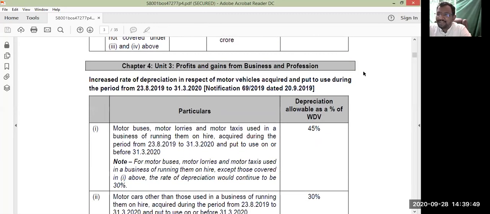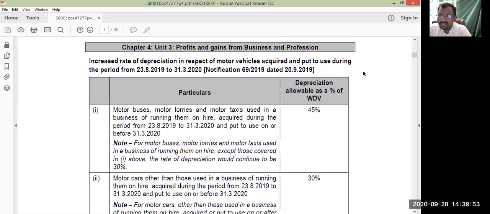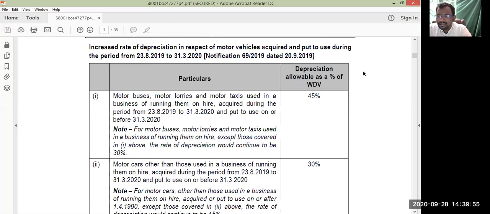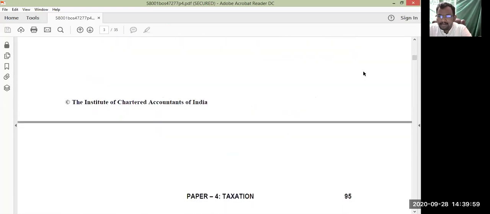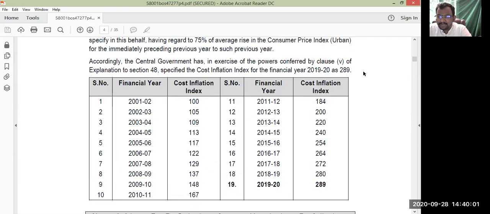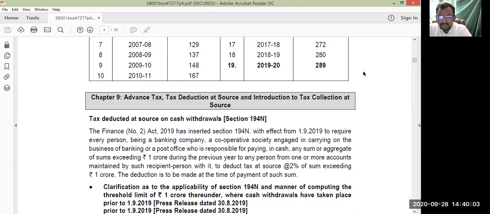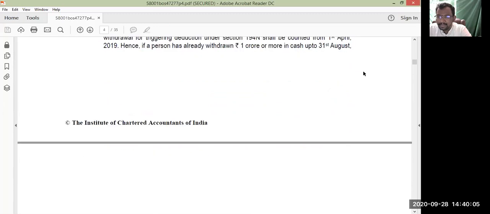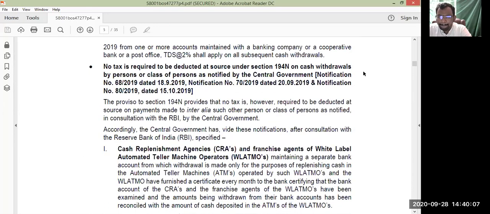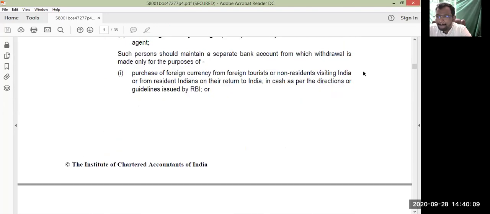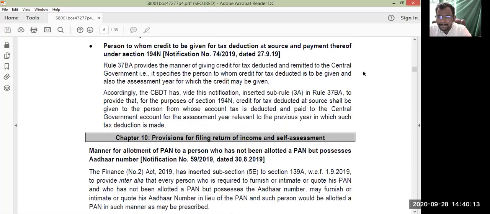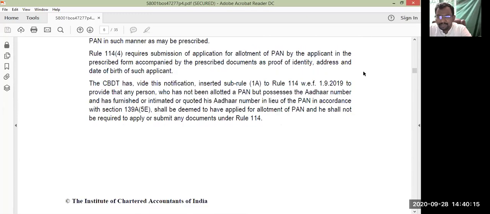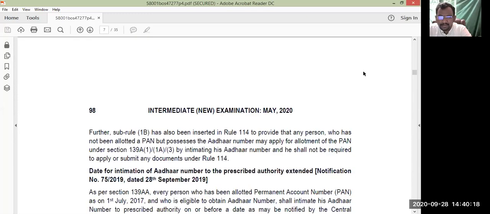And coming to the rates of depreciation, 30% and 45%, this amendment is also covered in the morning session. I'll discuss only those which are not covered. The cost inflation index 289 is covered, 194 uncovered. The manner of allotment of the PAN is also covered.